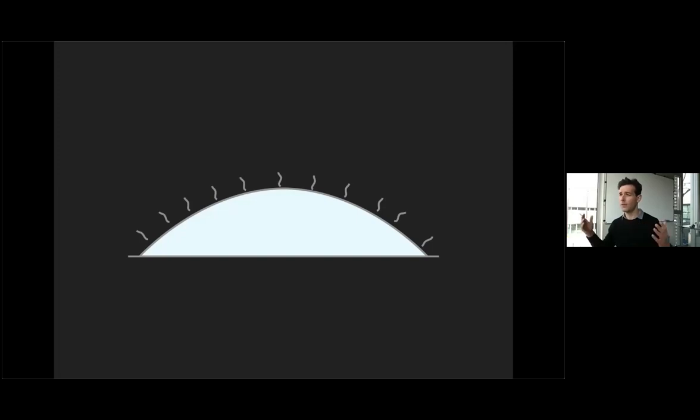If this droplet is free to move around, when it evaporates, in the next instant the droplet will have a profile like this, right? It will be able to move in this direction, because the rim of the droplet, the contact line, the perimeter of the droplet, will be free to move. So this is what a droplet would typically do, right?